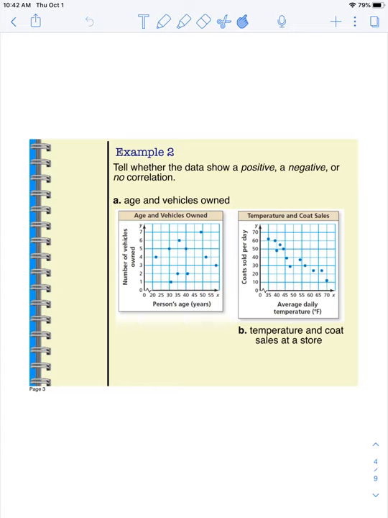So tell whether the data show a positive, a negative, or no correlation. First, I want you to look at these and see if you can guess. And then play the video and see if you got them right. All right, so in example A, we have age and vehicles owned. These dots seem to be pretty random. However, you could argue that they seem to go kind of up, which would be a positive correlation. And then temperature and coat sales at a store, these definitely have a correlation, and that line goes down, so that is a negative correlation.